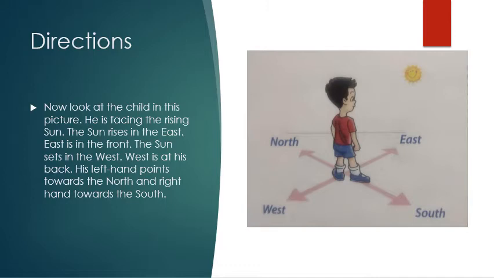Then his left hand points towards the north, and his right hand shows the south direction. In this way, the different directions are there. The boy is facing the east, at the back of him is west, to the left hand is the north, and towards the right hand is the south. In this way, four directions are there: east, west, north and south.